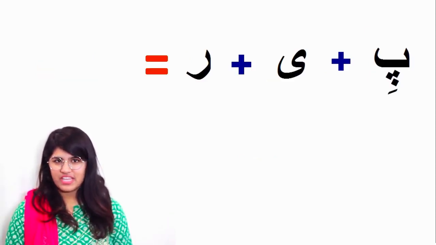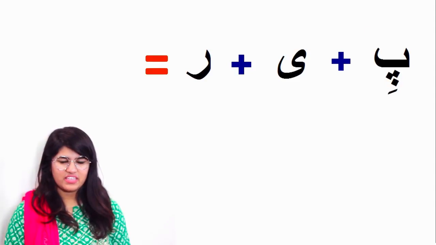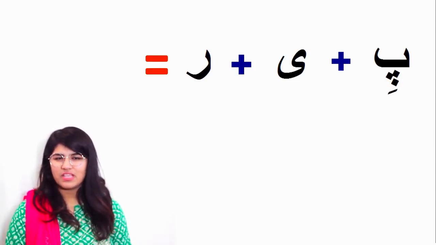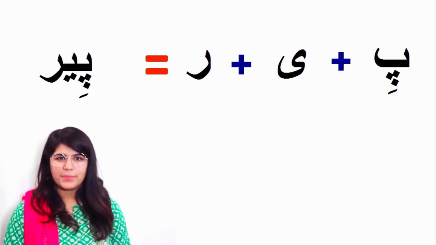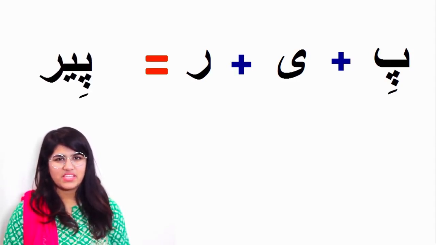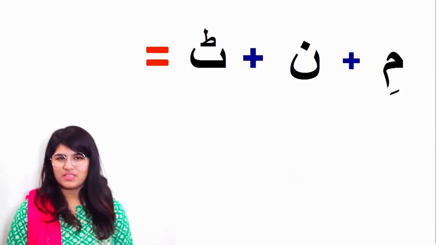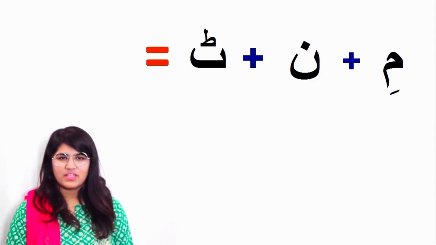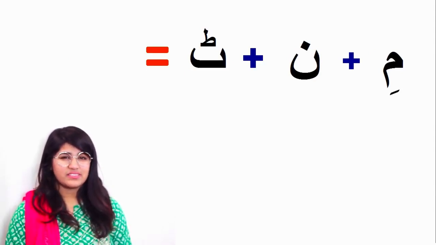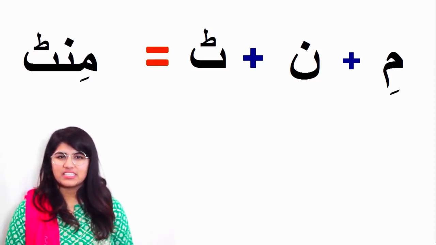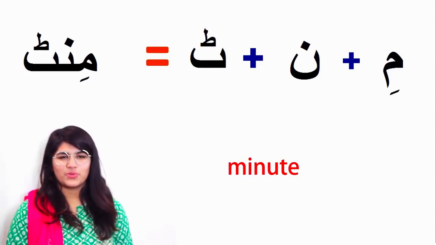Next, we have pe, zer, choti ye, and re. This sounds out to make peer. Peer means Monday. Next we have mim, zer, noon, and te. This sounds out to make mint. Mint means minute in Urdu.